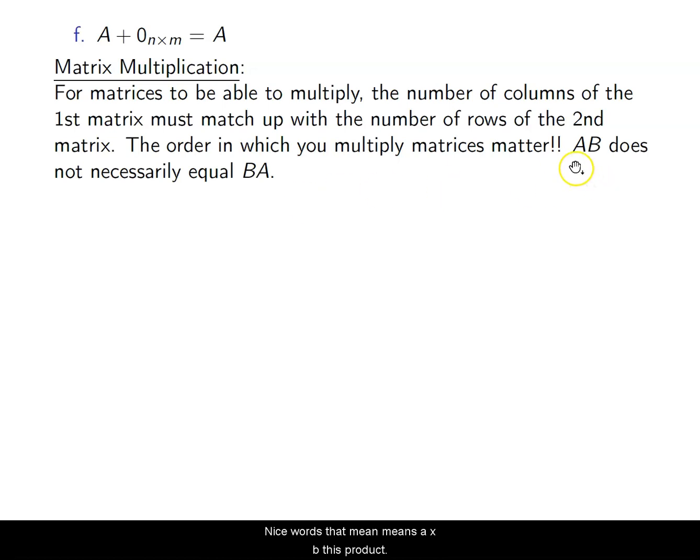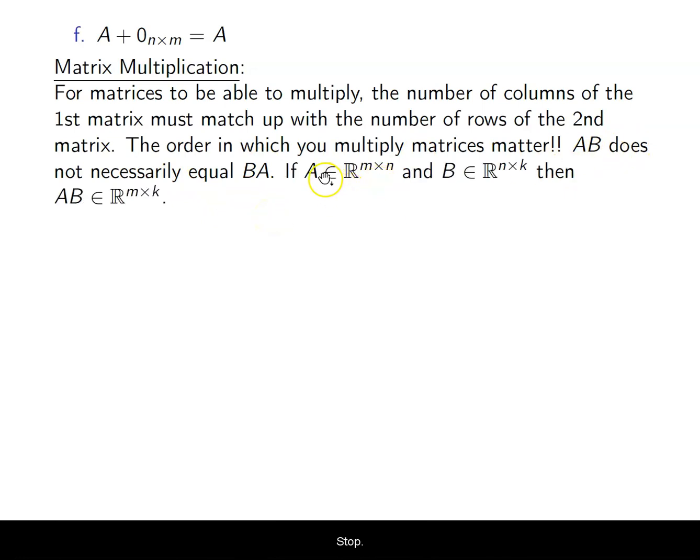So what does that mean? It means A times B, this product does not always equal B times A. Sometimes it does, and in fact, when it does, that's a very, very special case, and we actually like those types of matrices a lot, and we have a whole branch of mathematics based around those matrices that do commute. But it's not always the case. In fact, most of the time they're not going to commute.